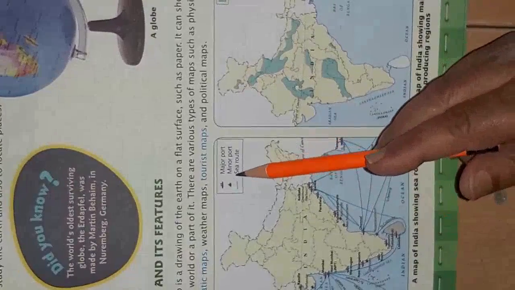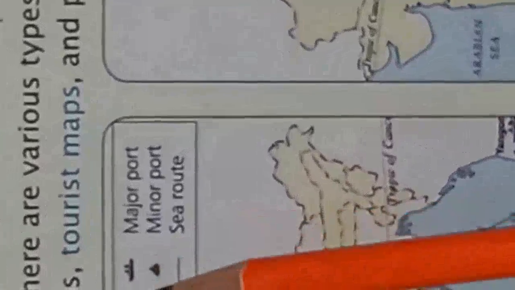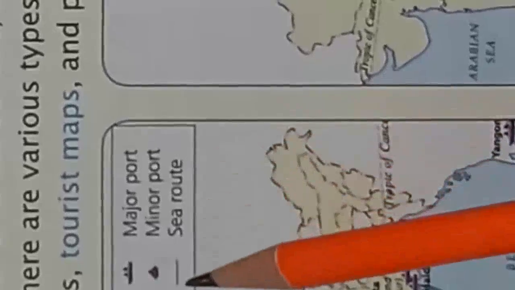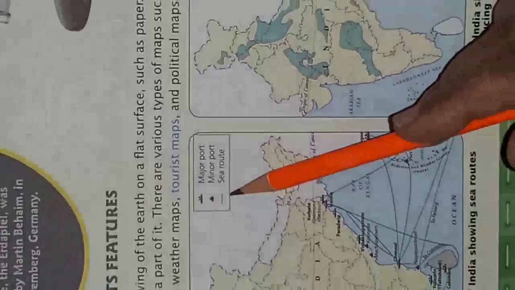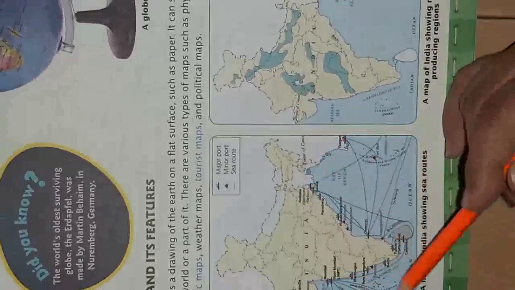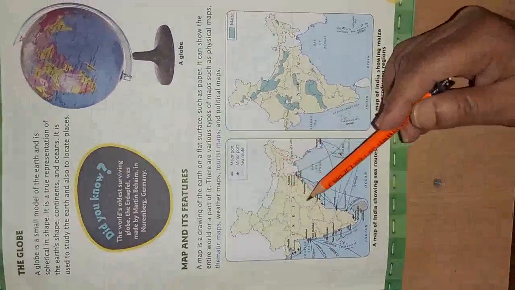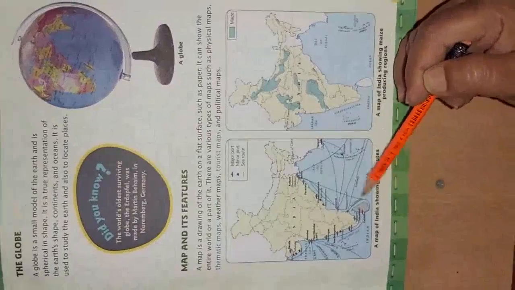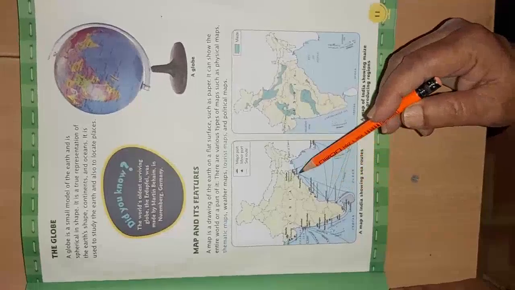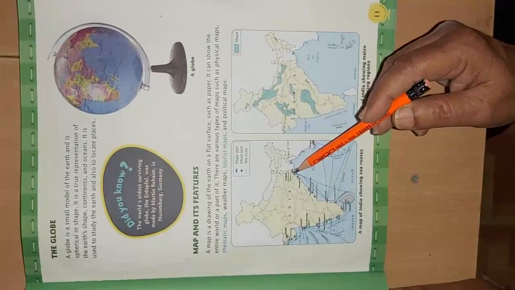Major ports are shown like this, minor ports are shown like this, and the sea route is shown by straight blue lines like this. These are your sea routes. This is called a thematic map showing sea routes. This is the map of India showing sea routes, how one can reach India or one can go outside from India.